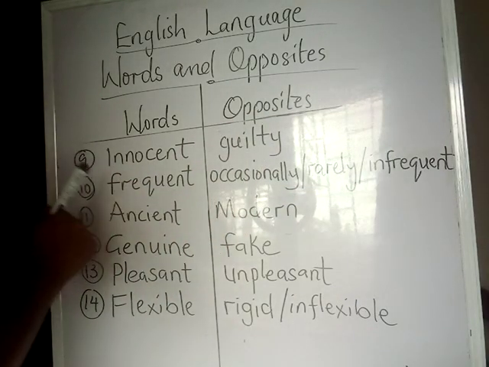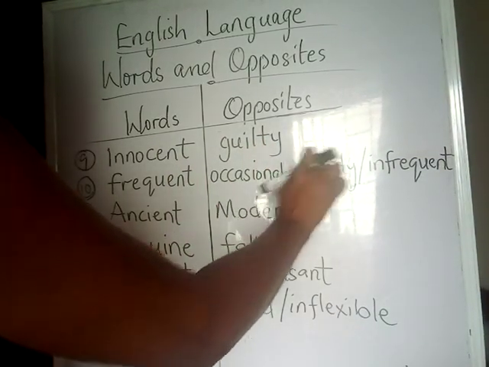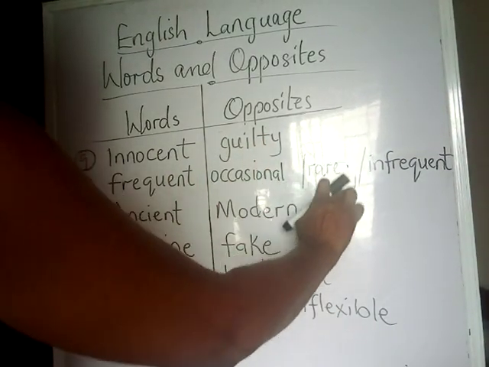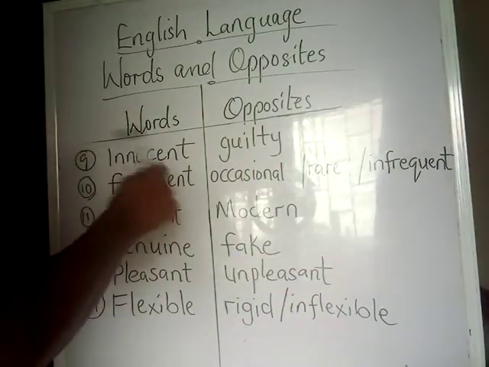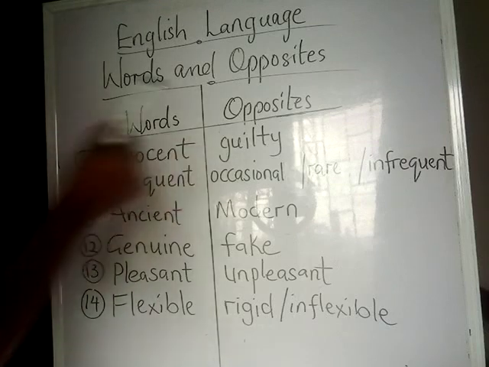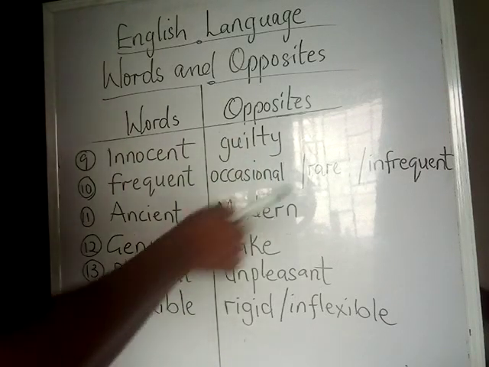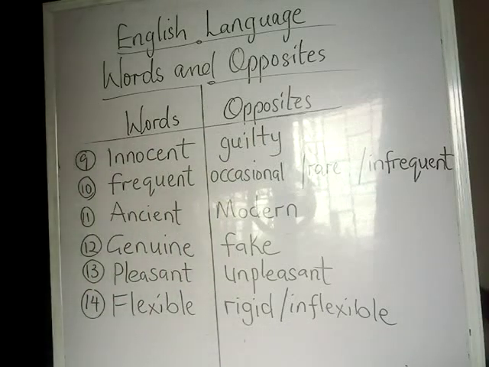It is occasional, or it is rare. When we say frequently, we use occasionally or rarely. So if it's frequent, the opposite is occasional, it is rare or it is infrequent.